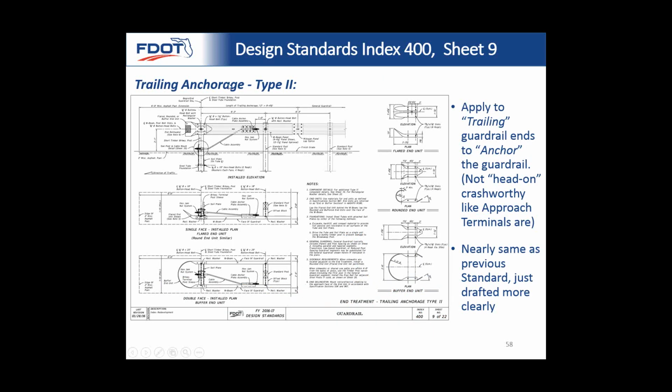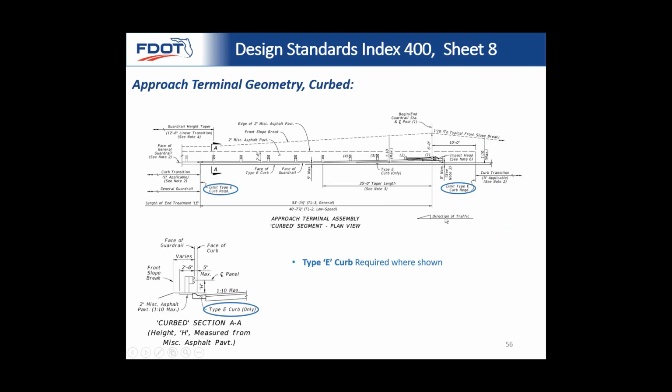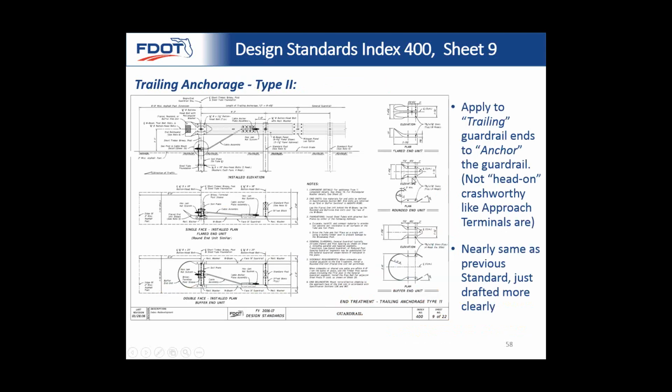So our trailing anchorage, as the name implied, is to be used only on the downstream trailing side. So you see here direction of traffic. Let's see if I got direction of traffic up here. So direction of traffic is clearly going right to left for an approach. Now we're showing it still going right to left, but now we're talking about the other end of the guardrail, so that is the trailing end. This is not designed for head-on collisions.